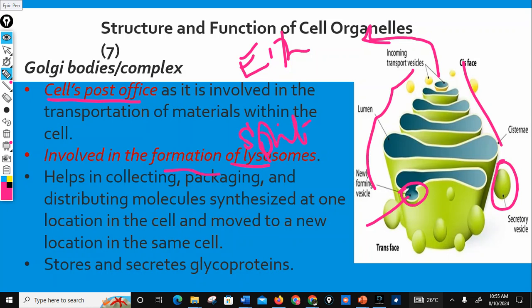It stores and secretes glycoproteins, right? So those are some of the things that they will process into the secretory vesicles that you find there. All right.